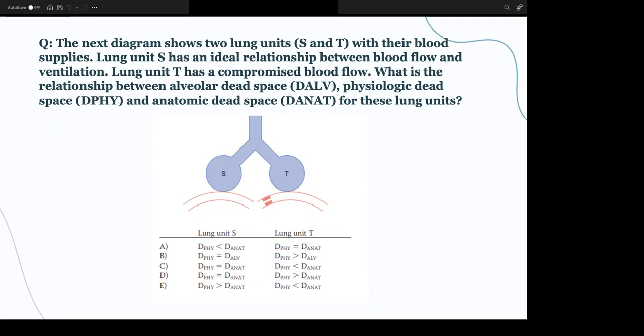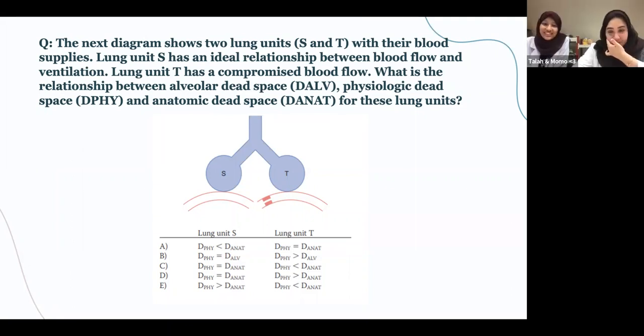Because in S the physiological dead space is the same as the anatomic, which means there's no extra dead space. But in lung unit T there is a constriction, so some bronchi are not receiving perfusion, so there is no gas exchange. So the physiological dead space is going to increase, since some bronchi are not receiving blood. Does it make sense?